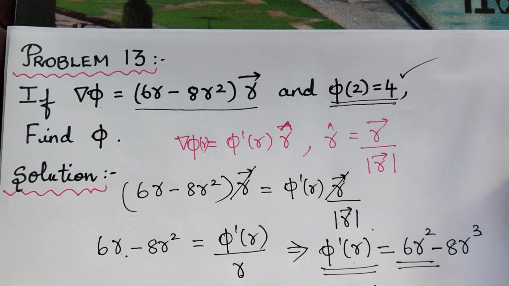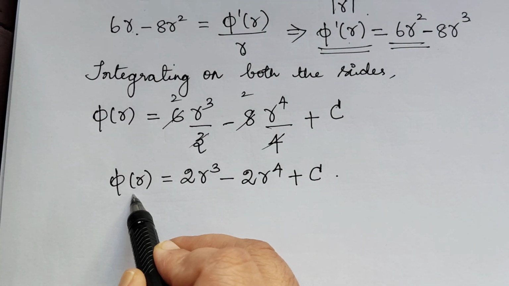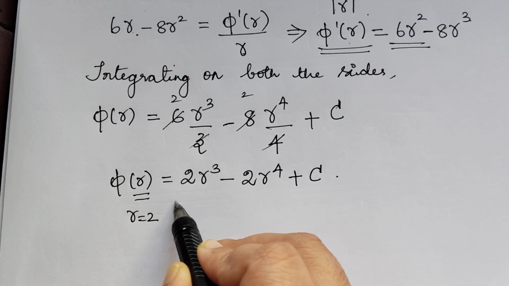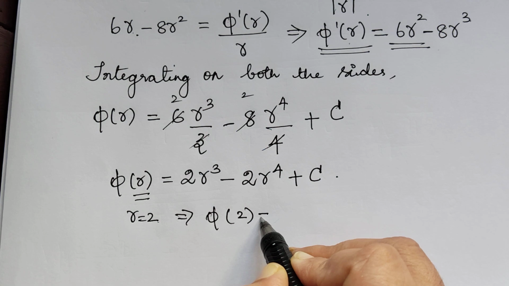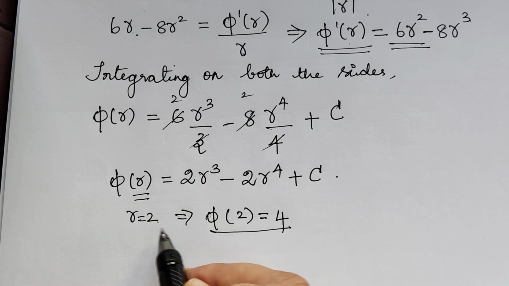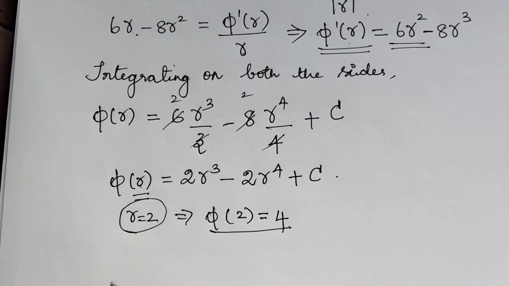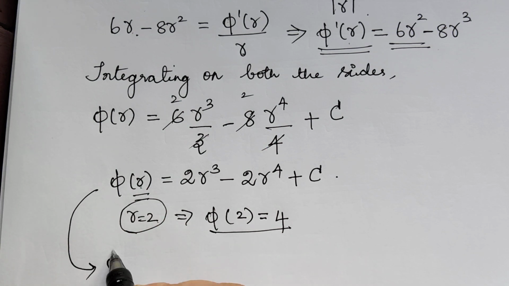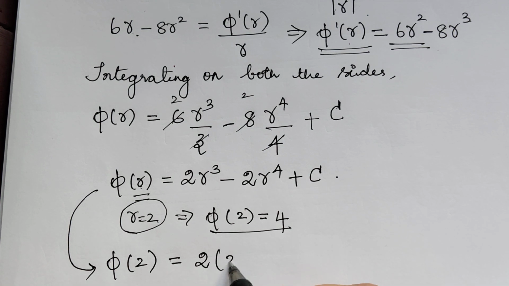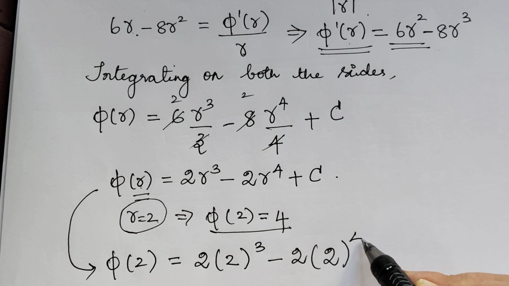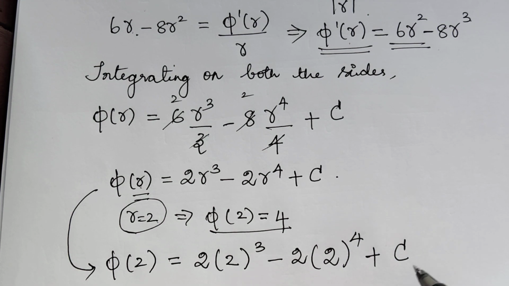So we have to make use of this, which means in this if you put r is equal to 2, you get the value of phi of r, that is phi of 2, to be equal to 4. So this is what is given. So instead of r we have to replace by 2 over here. So phi of 2 will be equal to what? When you substitute 2 over here, it becomes 2 multiplied with 2 cubed minus 2 multiplied with 2 to the power 4 plus a constant c. And this is equal to what is given, it is equal to 4.